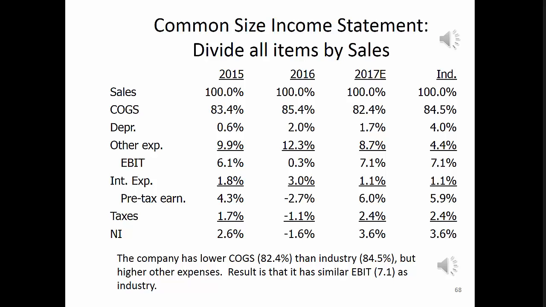So if we look at all these percentage numbers, we can see that this company has lower cost of goods sold than the industry average. And the depreciation expense in 2017 is expected to be lower, but the other expenses actually are expected to be higher. So then the result is that the EBIT is 7.1% of the sales, which is pretty close, actually very similar to the industry average.